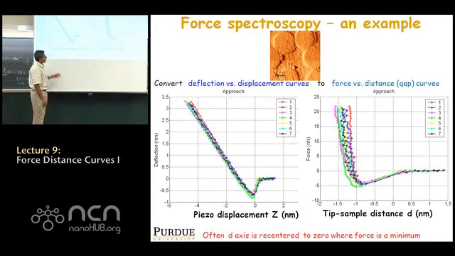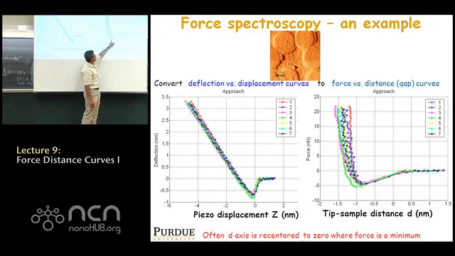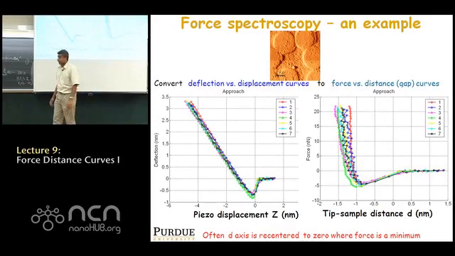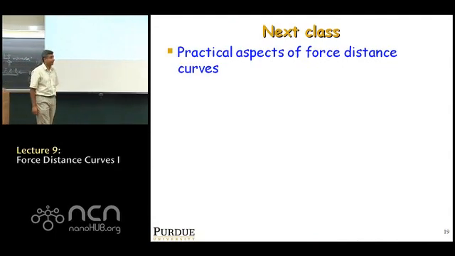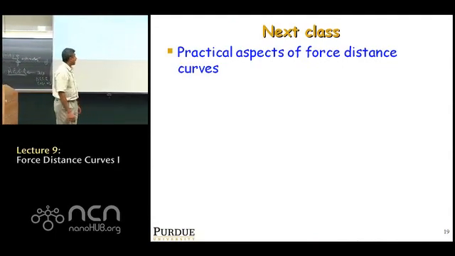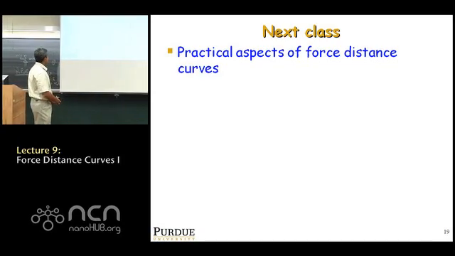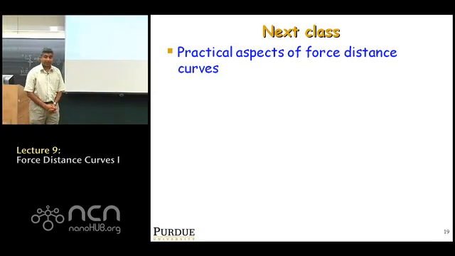When you convert to FD, the norm is to take the minimum value in the force here and assign D equal to 0 here. In this particular graph, it's D equal to minus 1 nanometer, but usually once you convert to FD, you would take the minimum value and call it D equal to 0, all right? So that's how you convert FZ to FD, and with that, I'd like to conclude today's lecture. In the next class, we're going to talk about some practical aspects of force distance curves. Thank you.